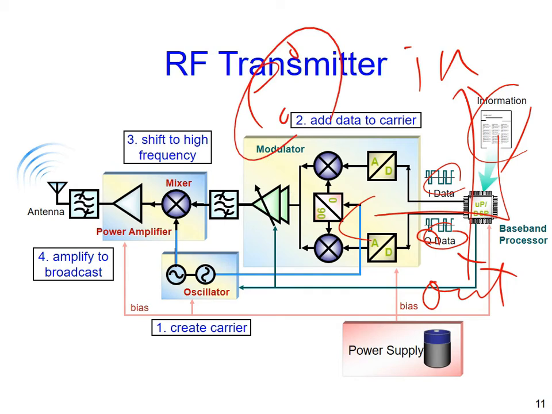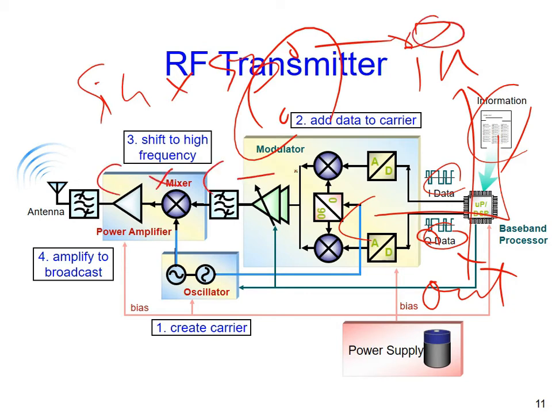Okay? So you have sine by sine, you will get something out. Okay? Cosine by cosine, you will get something. However, cosine by sine, you get nothing.